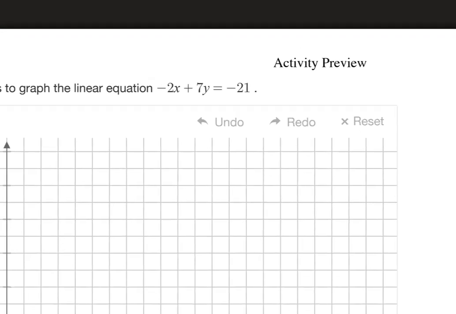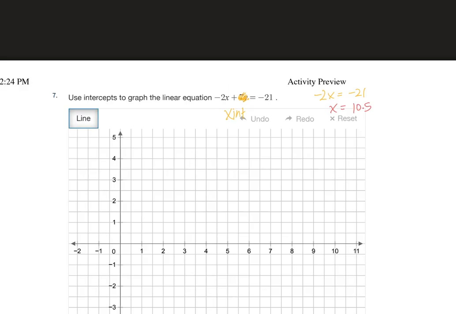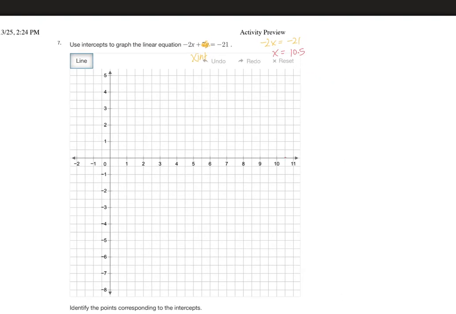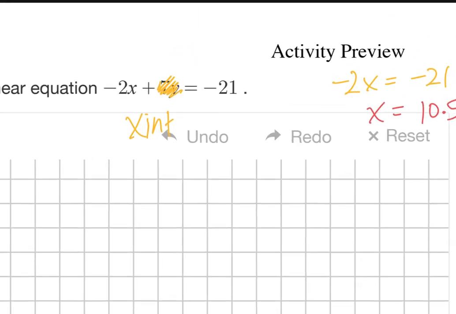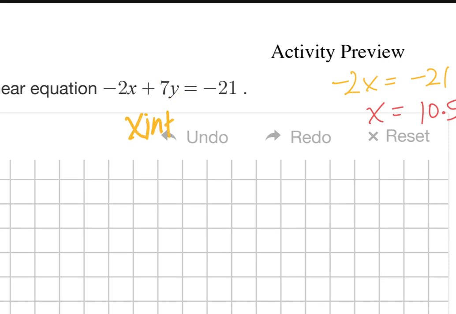Use the intercepts. The x-intercept is, oh, okay, so we finally have a not really pretty looking one. That's okay. And I say that because this is going to be 10.5. So x is 10.5. Again, pay attention to the scale of the graph. They have halves in here, right? And then the y-intercept, well, remember we got to erase that. The y-intercept happens here. 7y equals negative 21. Y equals negative 3.